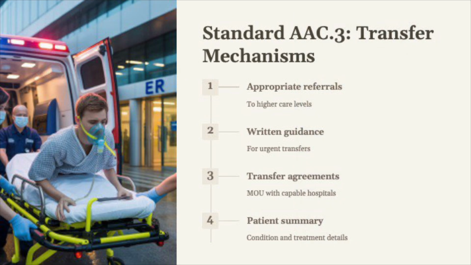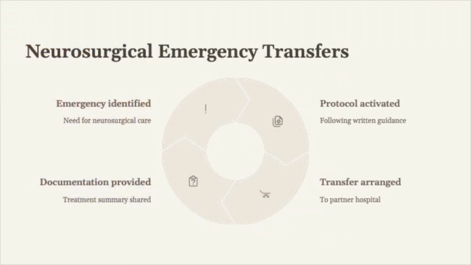AAC.3 deals with what happens when the center cannot handle a case, particularly when specialized or advanced care is needed. The center must have a proper referral mechanism, including written guidance for urgent or emergency transfers. They must maintain formal agreements or memorandums of understanding with higher-level centers that can provide neurosurgery or other advanced care. And no patient should be transferred without a proper treatment summary that includes their current condition and the interventions already done.